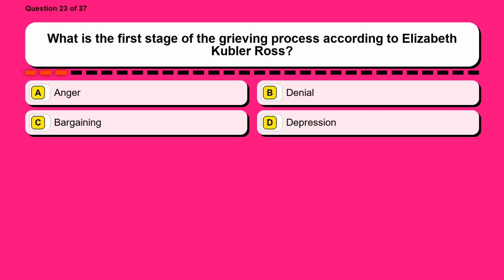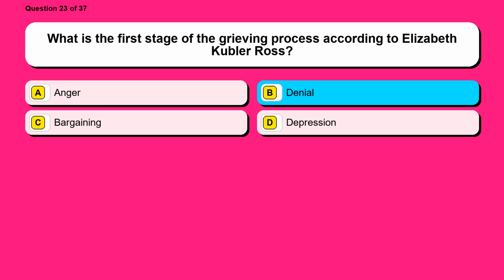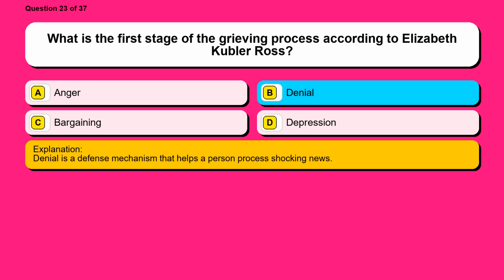Question 23. What is the first stage of the grieving process according to Elizabeth Kubler-Ross? Option A, anger. Option B, denial. Option C, bargaining. Option D, depression. The correct answer is option B, denial. Denial is a defense mechanism that helps a person process shocking news.